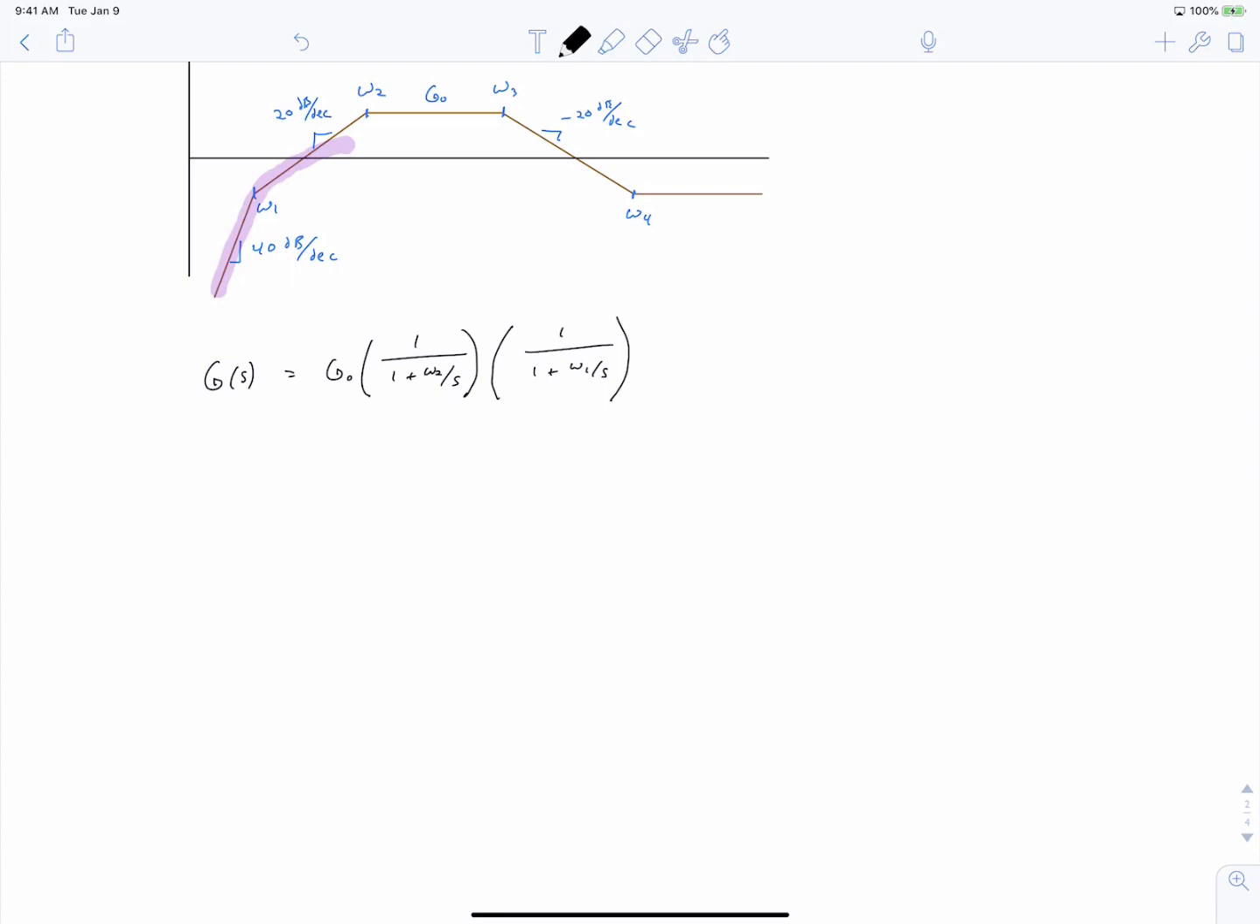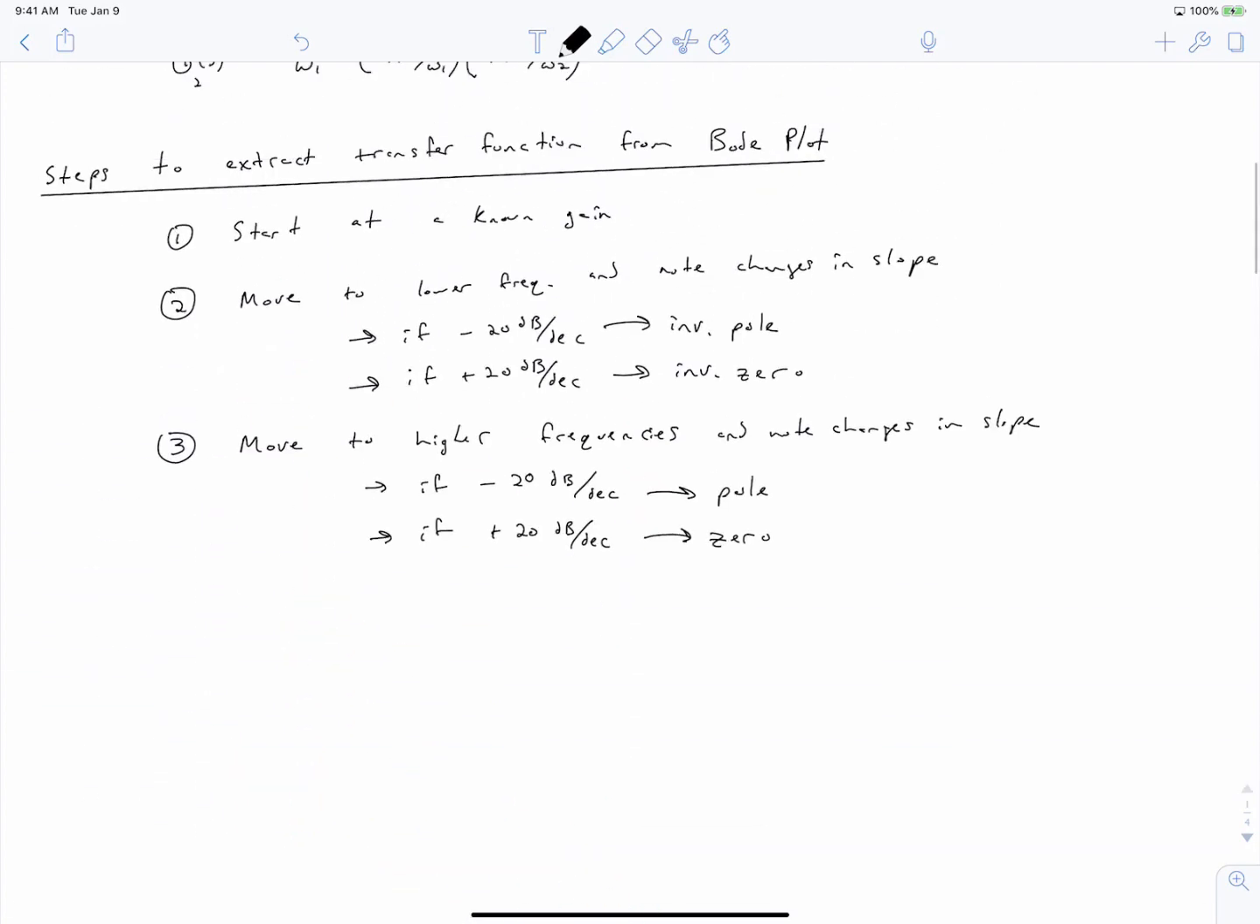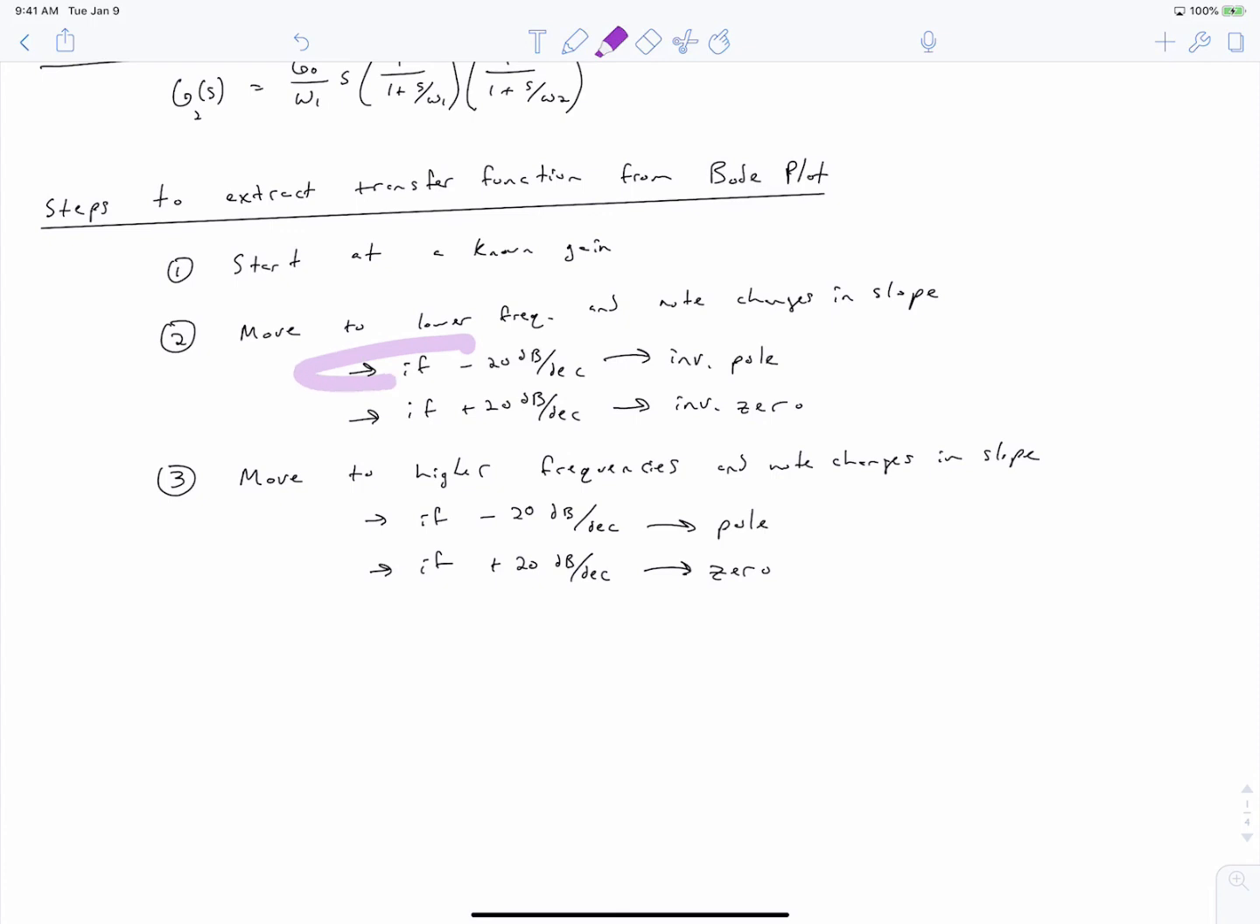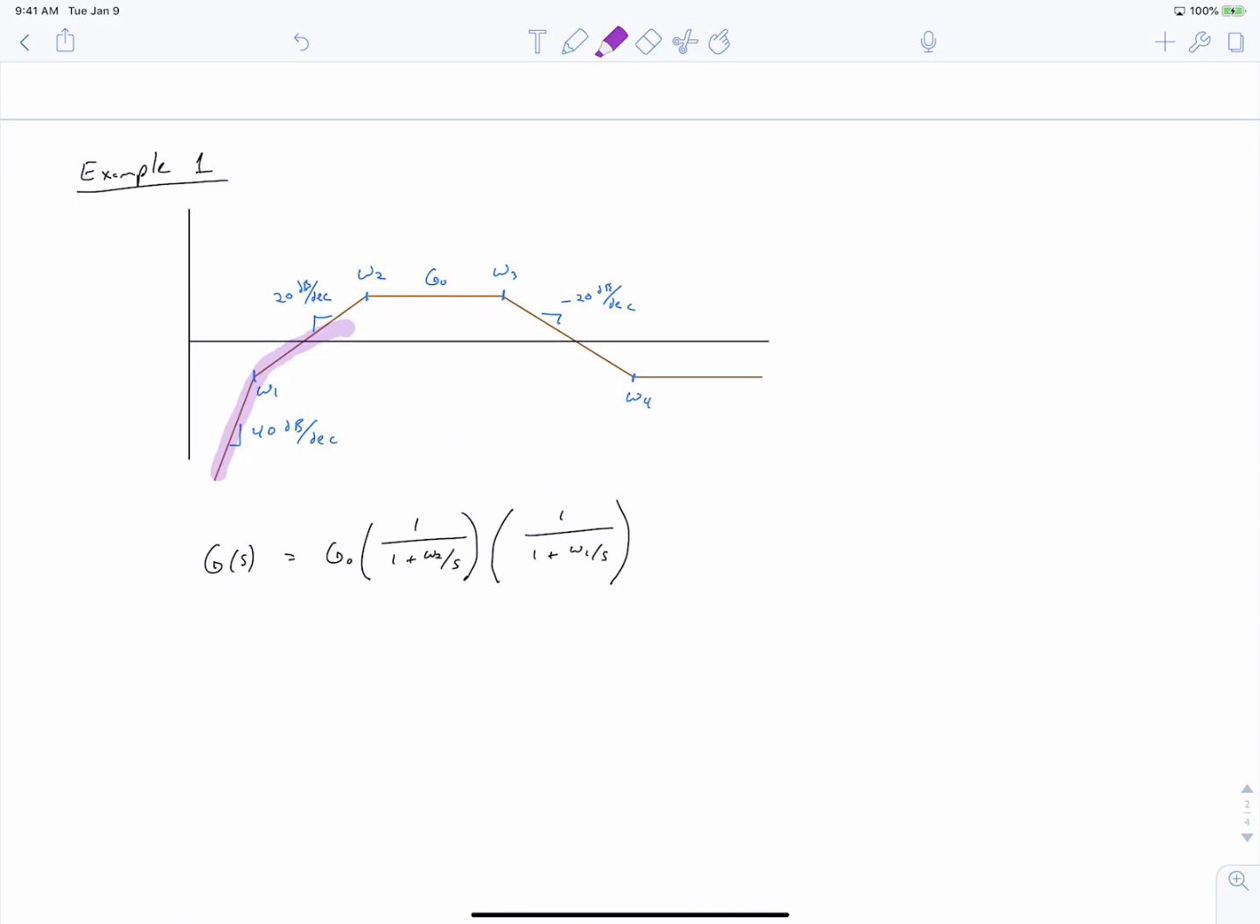And I was saying the words pole, but I actually meant to be saying inverted pole. So we have an inverted pole because we're going to the lower frequencies. If we're going to higher frequencies, we were talking about poles and zeros, but when we're going towards lower frequencies, we're talking about inverted poles and zeros. Okay, great. So now we've walked all the way to the left, and we can start moving to the right.